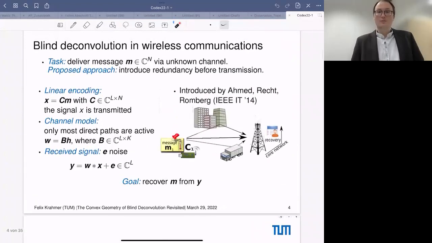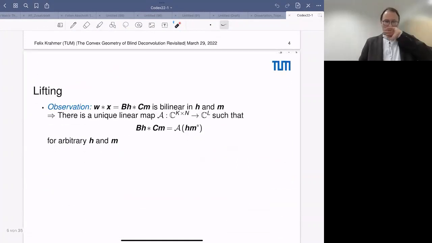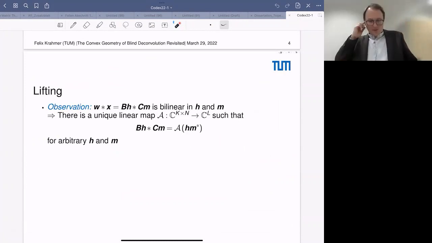Any questions regarding this problem and the relation between what I talked about? If not, let's move on.